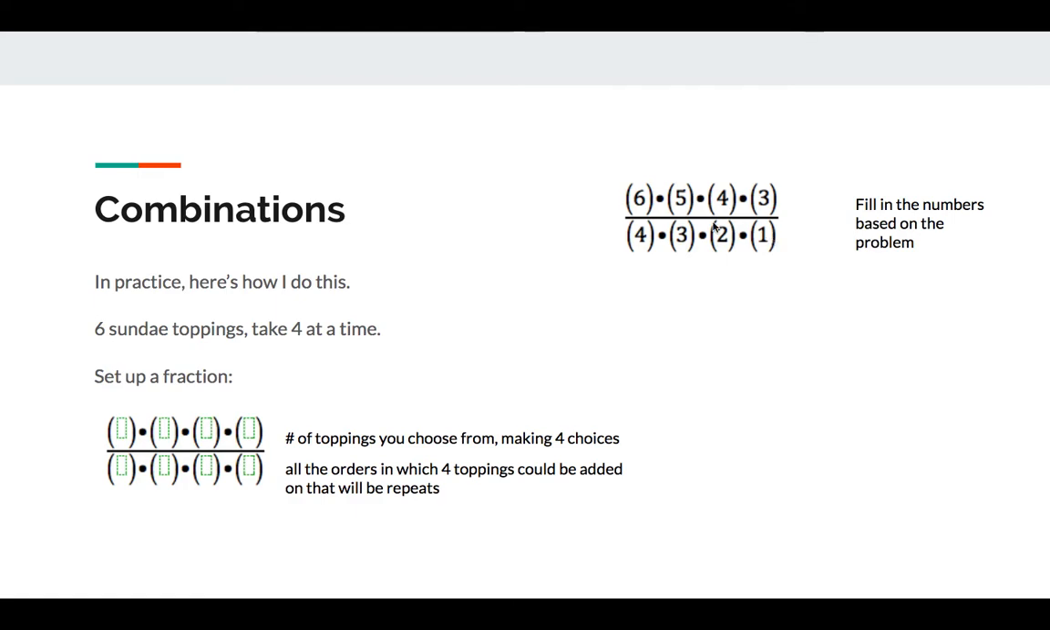Then what I do is instead of multiplying all this out, I notice I have a 4 in the top and a 4 in the bottom, a 3 in the top and a 3 in the bottom. I have a 6 and a 2 that can divide with each other. And so I do this, and I'm left with 3 times 5. There are 15 4-topping sundaes. Could I have just typed in 6C4 in my calculator? Yes. But I wanted you guys to just see another strategy.